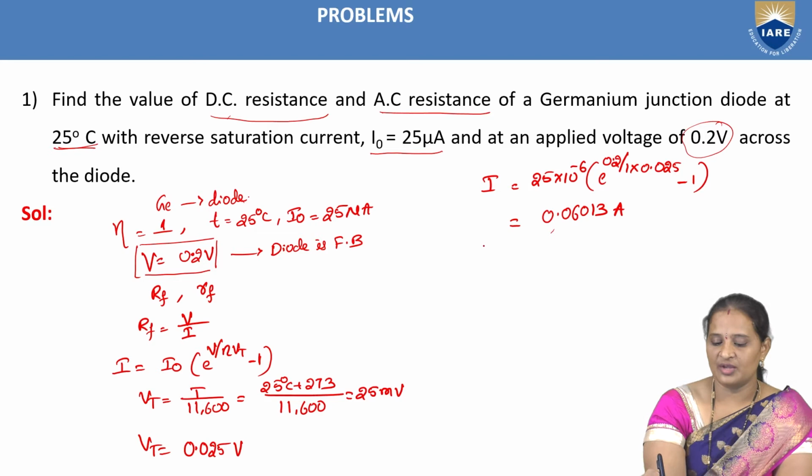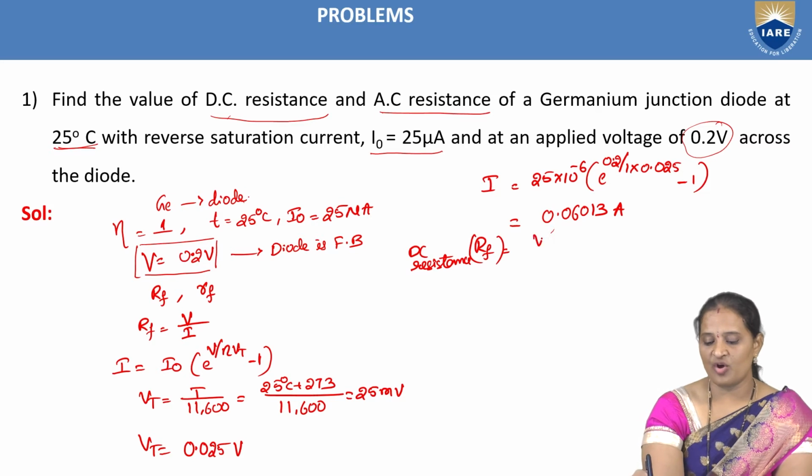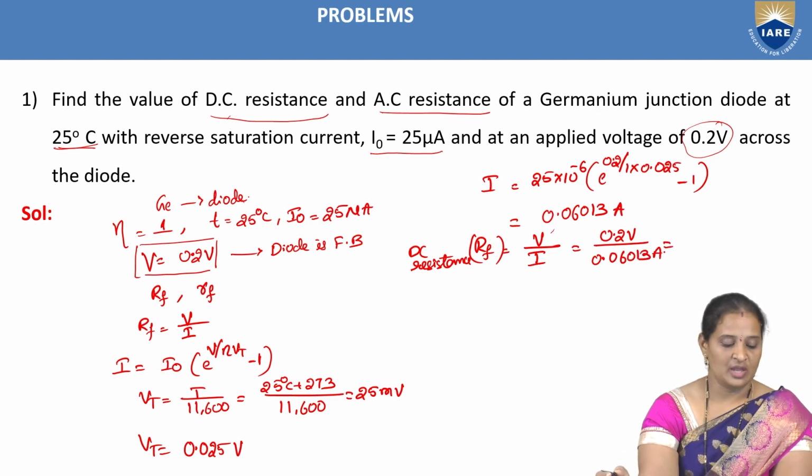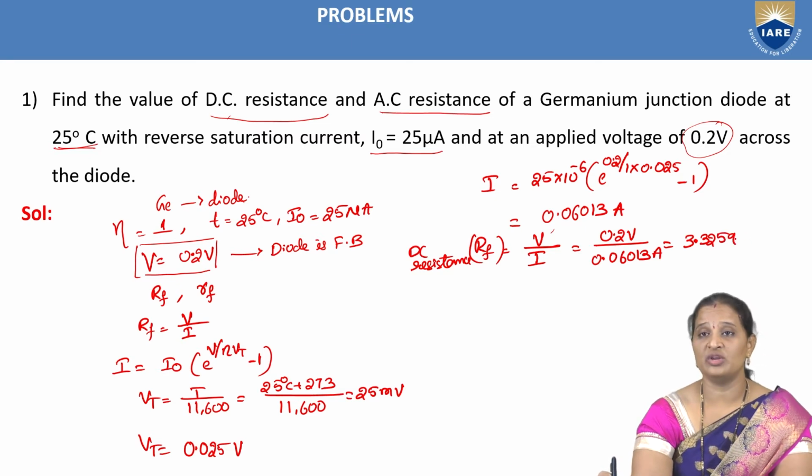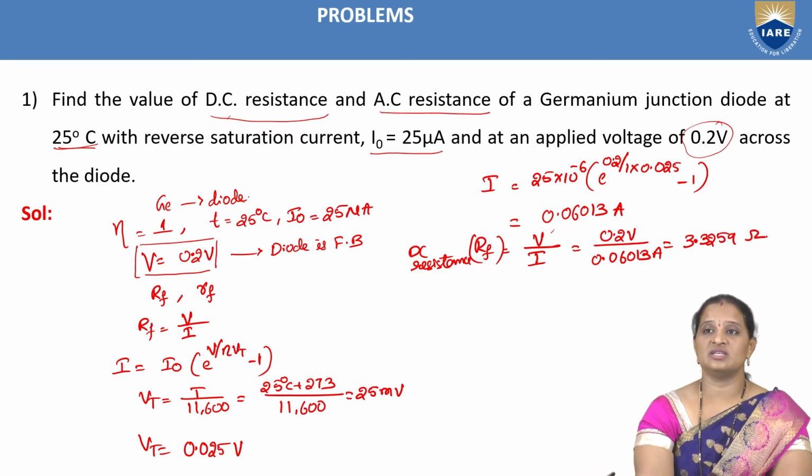Now once you know the current, you can calculate the DC resistance of the diode, which is represented with capital RF, and the formula for that is V by I, where V is given as 0.2 volts divided by I, which we just calculated as 0.06013 amperes. So the value of this will be 3.3259. The unit for resistance is ohms. So this is the DC resistance or static resistance of the diode.